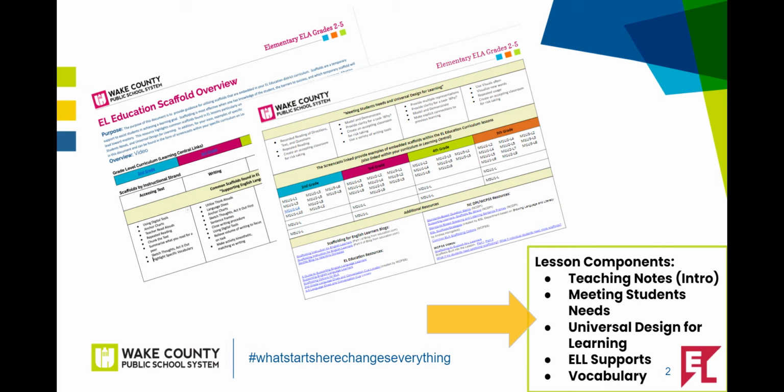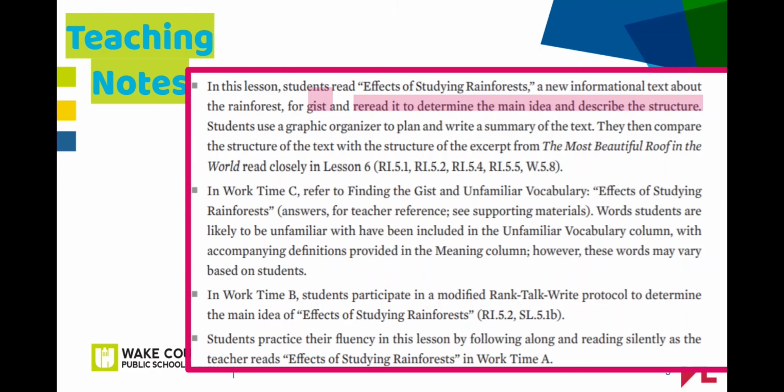The lesson components listed on the slide are where you can locate embedded scaffolds within lessons and will be highlighted throughout this presentation. In this lesson, students read "Effects of Studying Rainforests," a new informational text about the rainforest. They read for gist and reread it to determine the main idea and describe the structure. Students use a graphic organizer to plan and write a summary of the text. They then compare the structure of the text with the structure of the excerpt from "The Most Beautiful Roof in the World," read in Lesson 6.